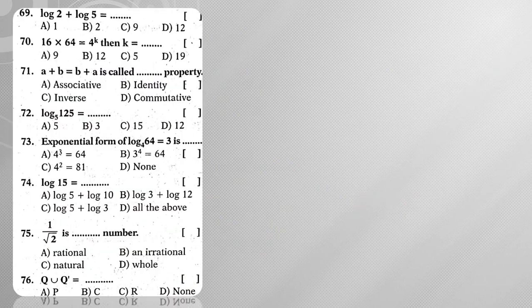Next, moving on to question number 69, we have already done it. Log 2 plus log 5 is nothing but log 2 into 5. So log 2 into 5 is nothing but log 10. If there is no base, that means it contains base 10. Log 10 to the base 10 is nothing but 1. Hence the answer is 1. Right.